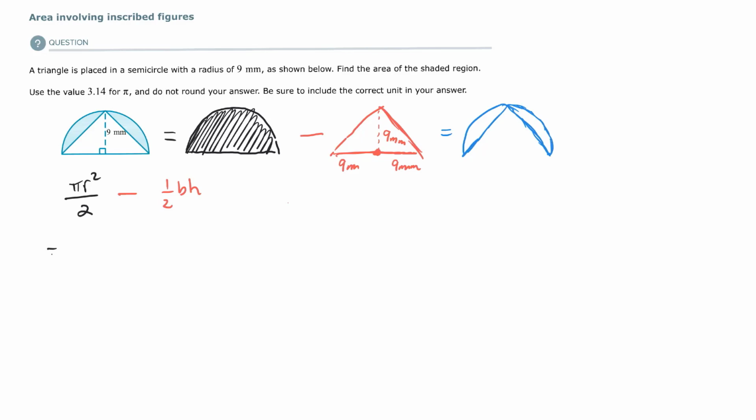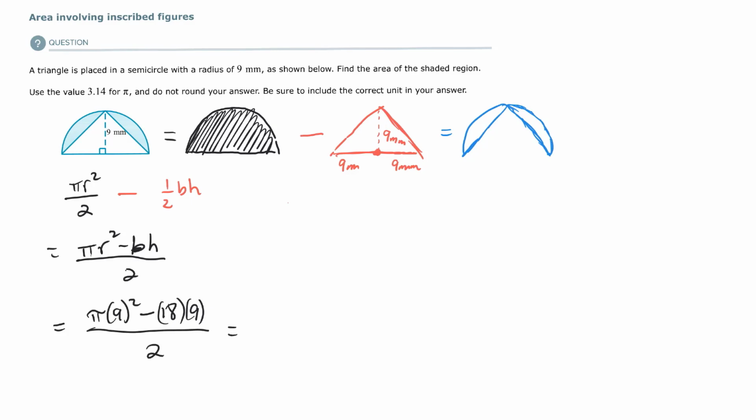So why don't we simplify this expression? We do have a common denominator. And now we're ready to substitute. So pi, r is what? R is 9, square it, minus, the base is 18, and then we also have a height of 9, all divided by 2. There is a greatest common factor in the numerator. That greatest common factor is 81. Let's see what's left. 81 times, parentheses, pi minus 2, all divided by 2.